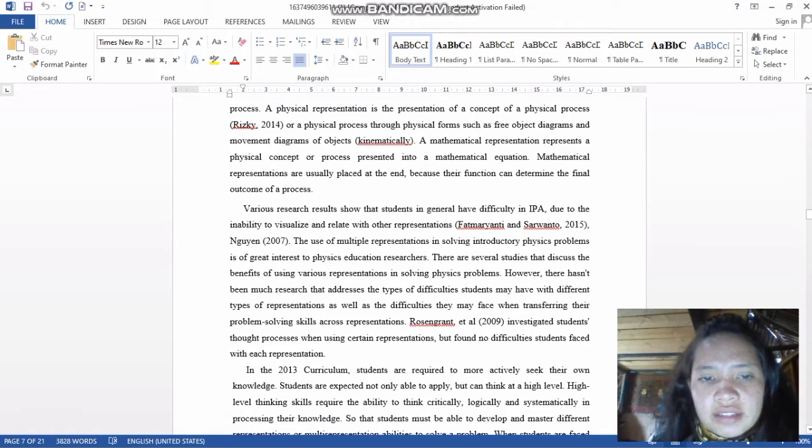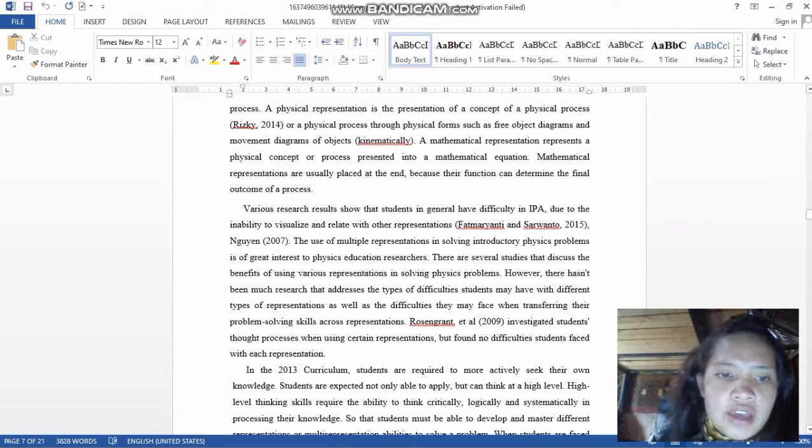Various research results show that students in general have difficulty in physics due to the inability to visualize and relate with other representation. Fatmarianti and Sarwanto 2015, Nguyen 2007.